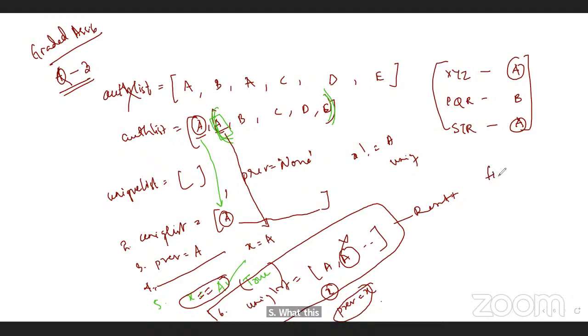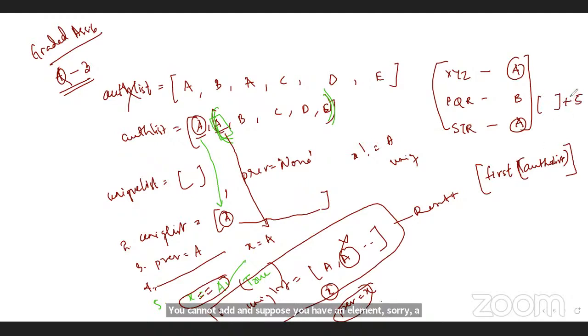What this is doing is first of author list, right? Yes, ma'am. Whenever you append an item to the end of the list, you have to keep it in the form of a list. Suppose you have a list here, you cannot add an element 5 to it. You have to make this a list. Okay, ma'am. Got it? Yes, syntax error. Okay, ma'am. Got it? Yes, ma'am. I got it. Yes. Any other doubt? Yes, ma'am.